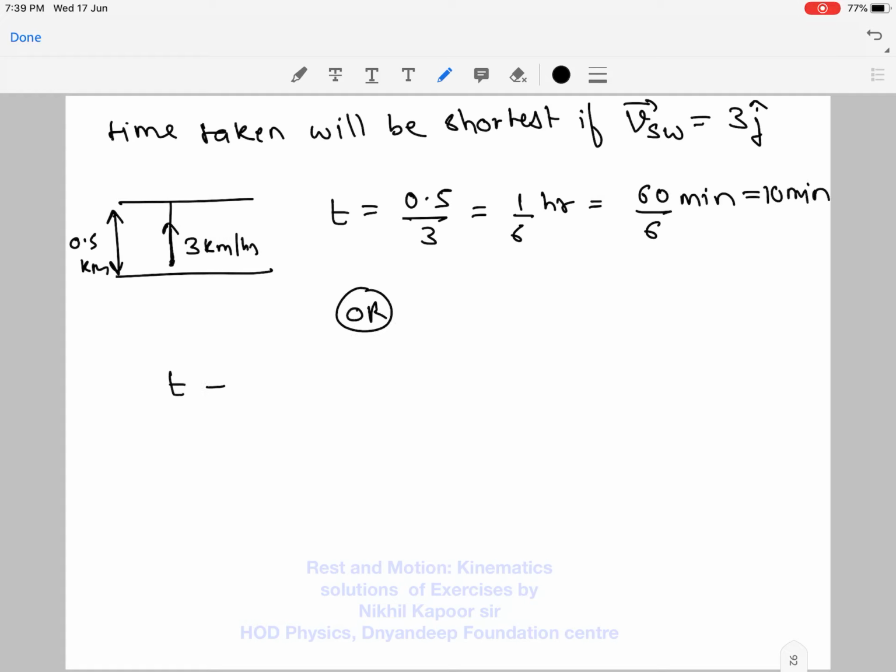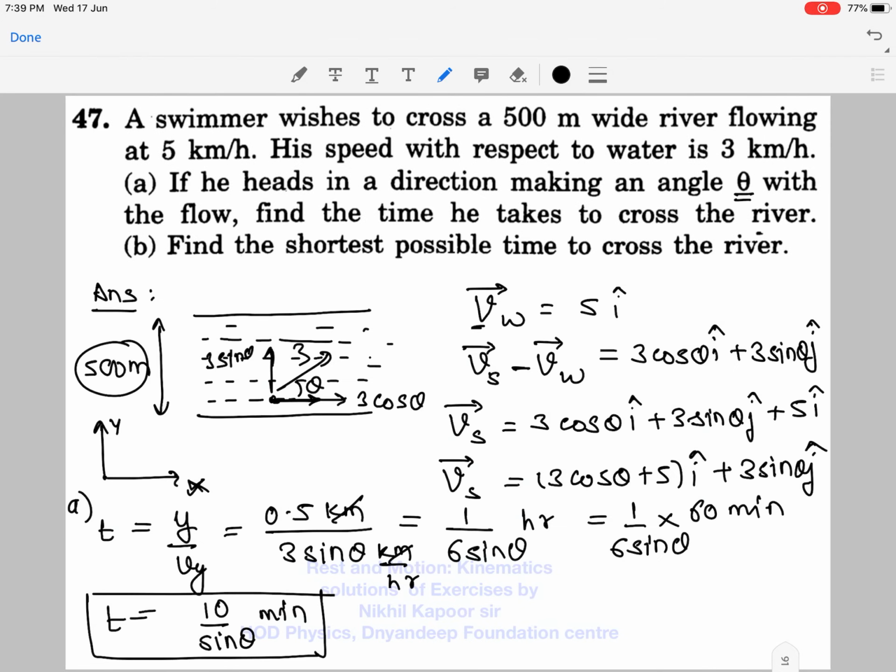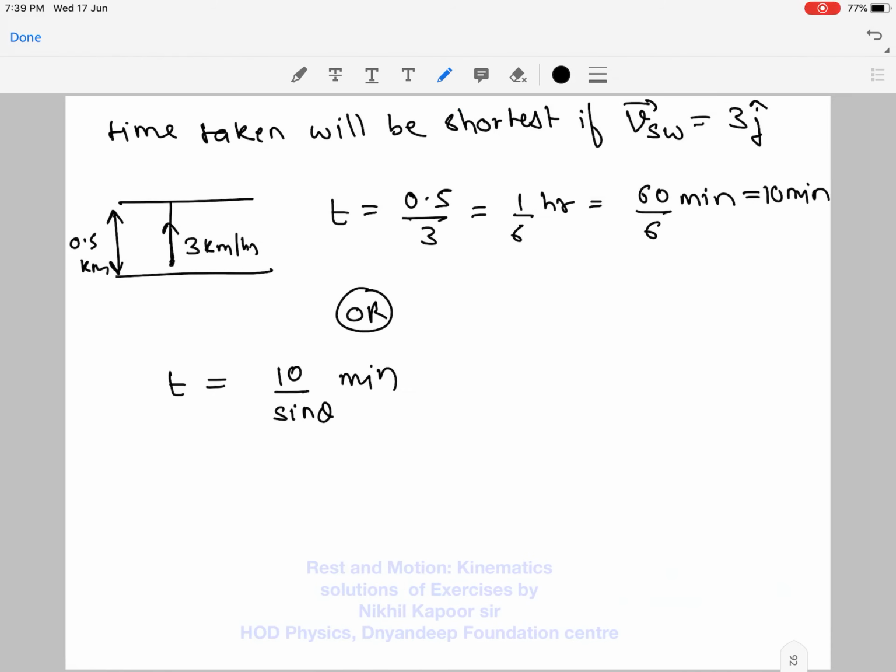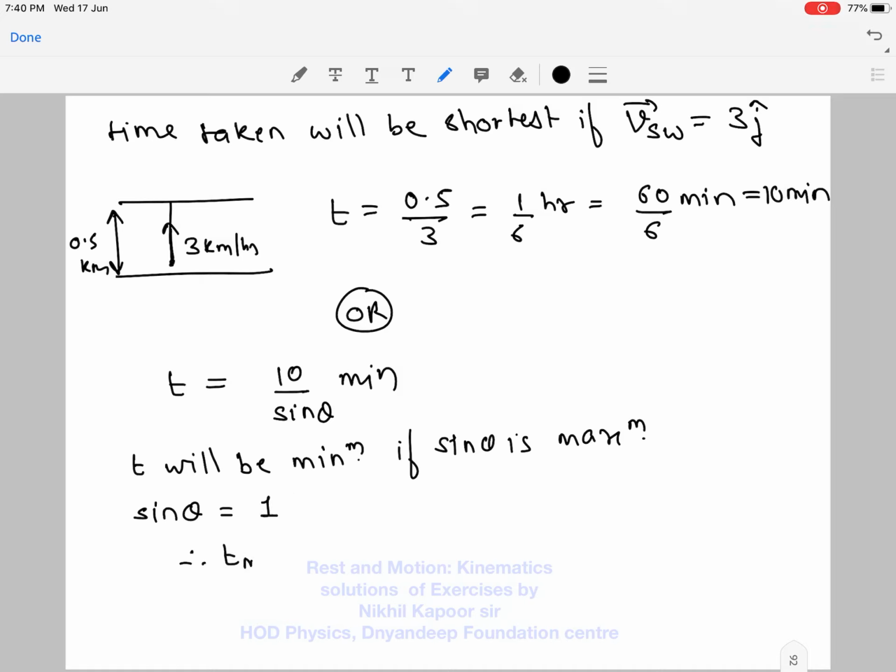Or the other method is, as in general we have got time as 10 upon sin theta minute in the previous example, obviously the time will be minimum if sin theta is maximum. And the maximum value of sin theta is 1. So therefore the minimum value of time comes out to be 10 minutes. So in either way you can do this. Okay, thank you.